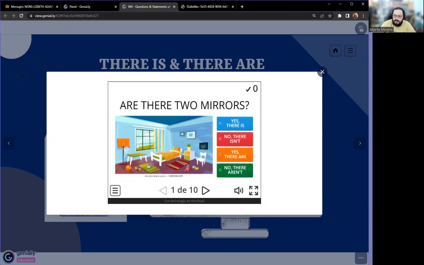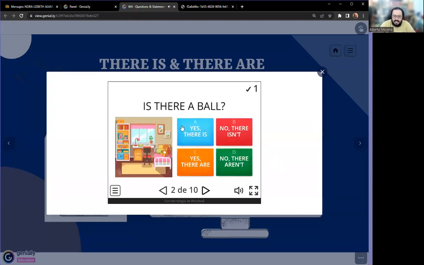Are there two mirrors, Anaí? No, there aren't. Good. Next, is there a ball? Patty? Yes, there is. No, no hay ninguna pelota. Ah, perdón, es que me habían hablado por teléfono. Don't worry, no te preocupes.